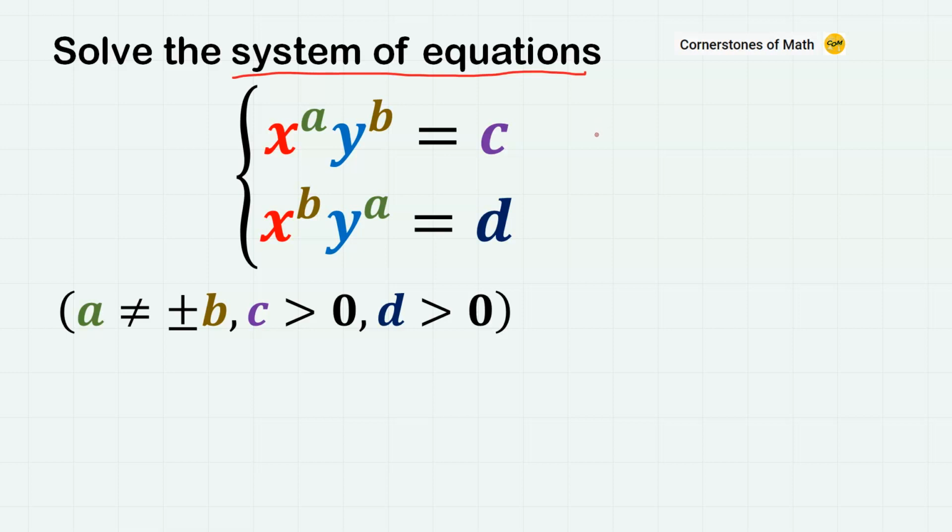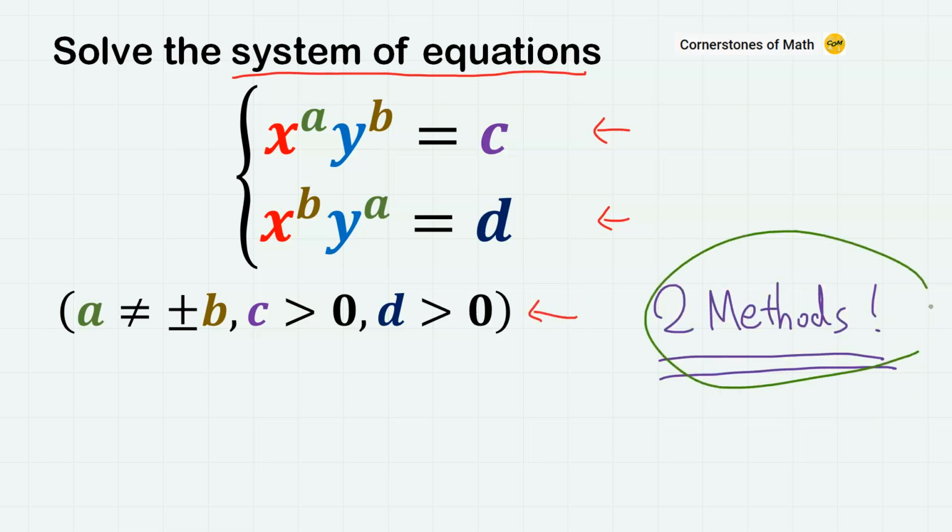Today we are going to solve the system of equations x to the power of a times y to the power of b equals c, and x to the power of b times y to the power of a equals d. And we will only deal with the non-trivial case under these conditions. I am going to present you two methods, and let us dive right into the first one.